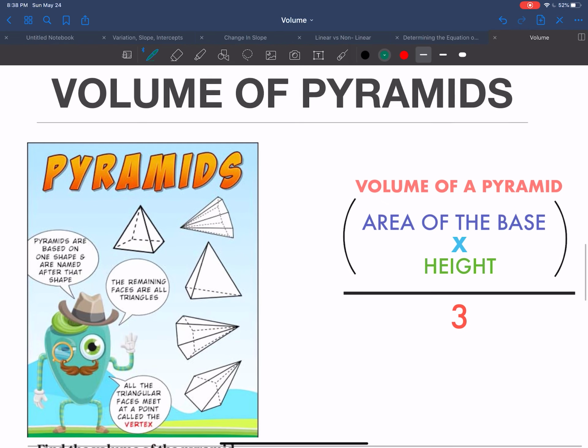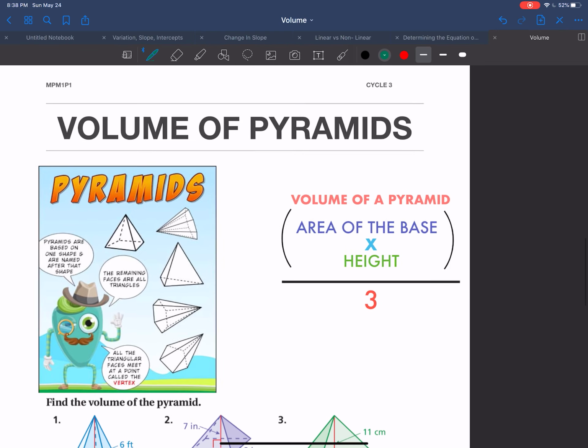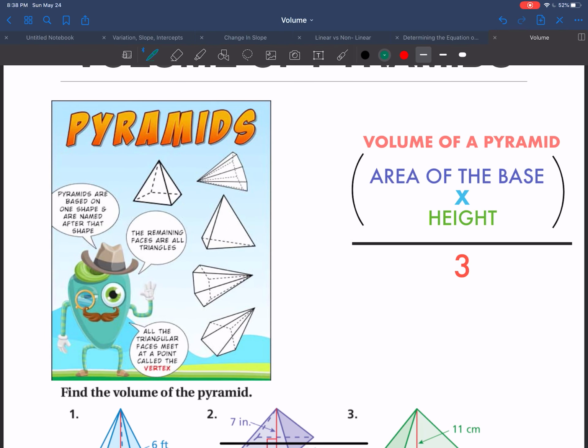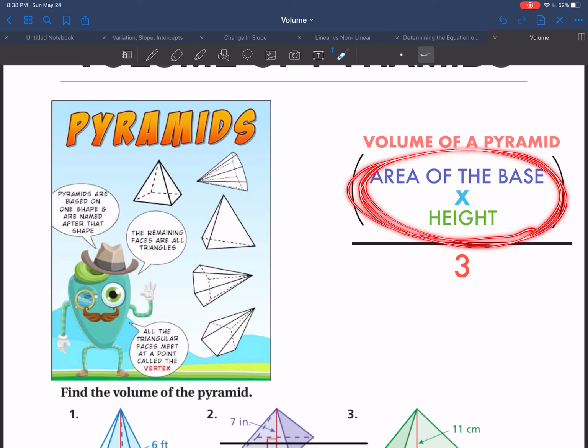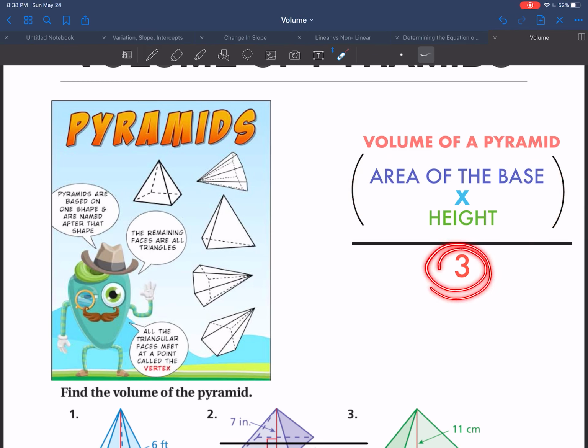Now we're going to talk about the volume of pyramids. Pyramids are shapes that come to a point, and this is our formula. This hopefully looks familiar. It's what we just did, area of the base times the height. It's just once you do that, you divide your answer by 3.